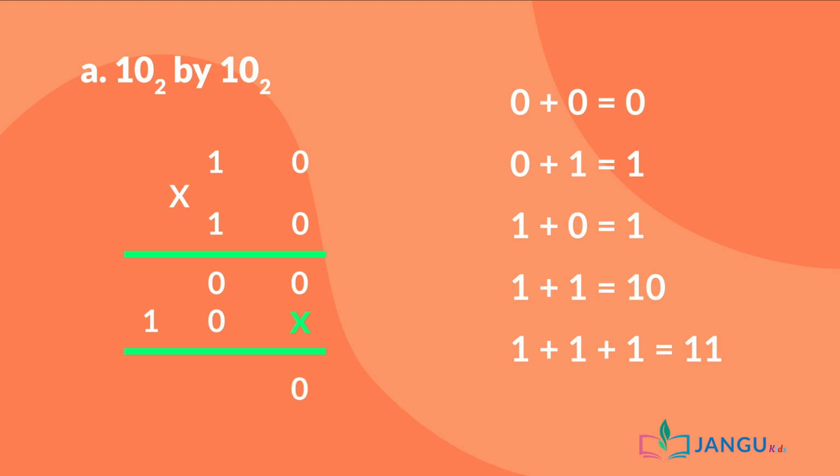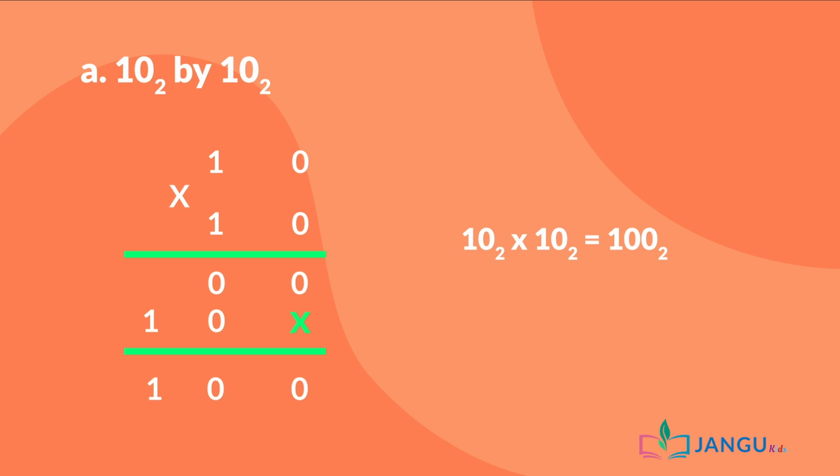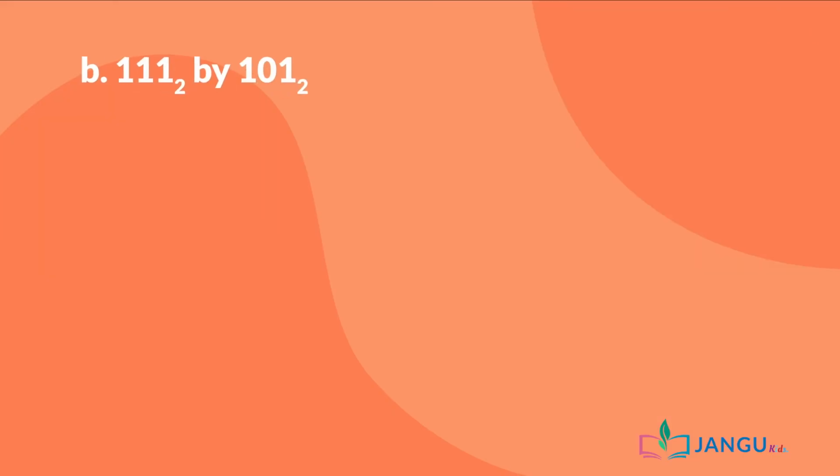We bring down 0 since x does not have a value. 0 plus 0 is 0. Then we bring down 1. Therefore, 10 base 2 times 10 base 2 equals 100 base 2. Well done! Let us now solve the second example.